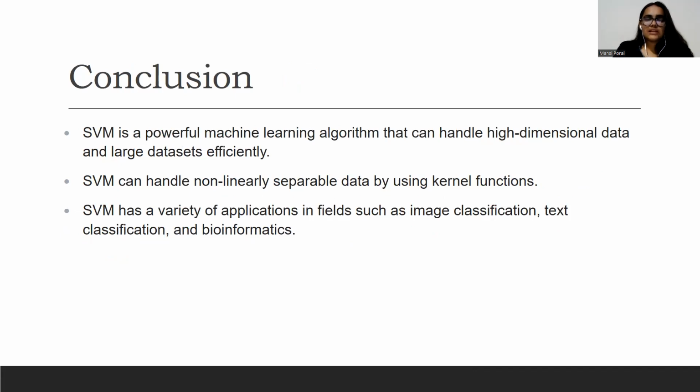So let's jump into the conclusion: support vector machine is a powerful machine learning algorithm that can handle high dimensional data and larger data sets efficiently. SVM can handle non-linearly separable data by using kernel functions. Support vector machine has a variety of applications in fields such as image classification, text classification, and bioinformatics.